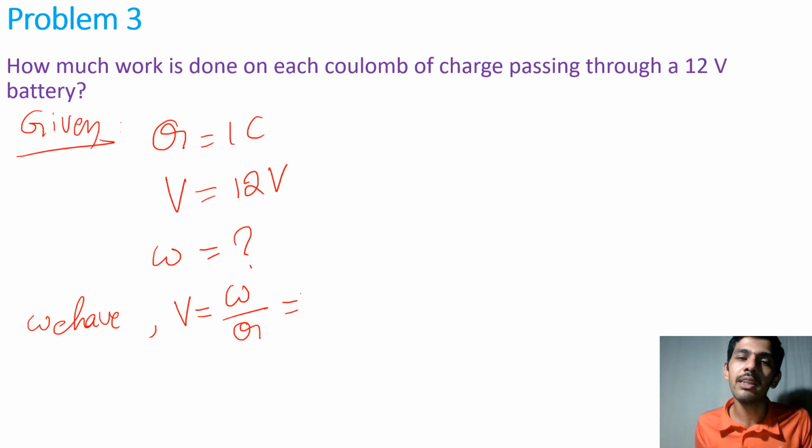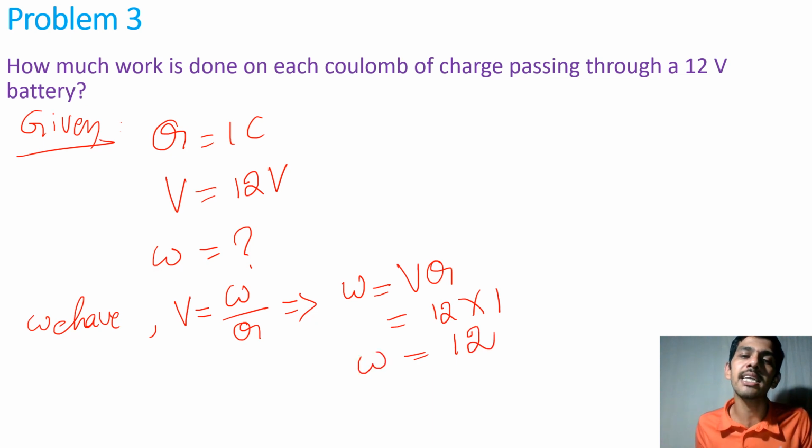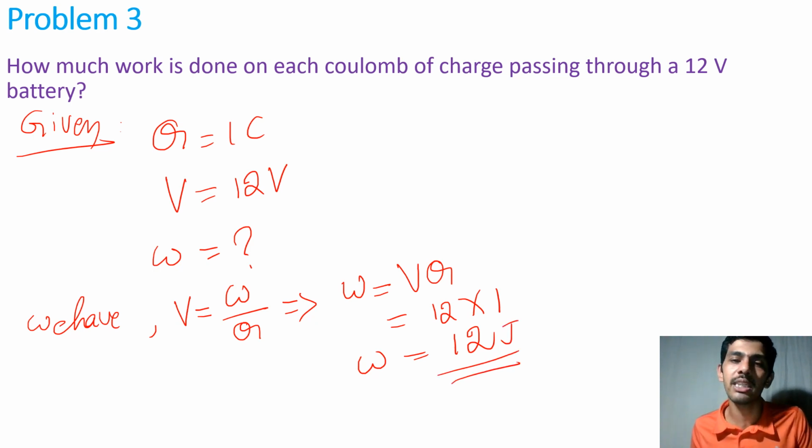So what we require? This implies W is equal to V into Q, which is equal to V is 12 volt into Q is 1 coulomb, that is equal to 12. But what is the unit? They are asking the work done. So what is the unit of work done? It is joules. Remember, 12 joules of work is done in moving a single coulomb of charge when it is connected to a battery of 12 volt. So that is the third problem which we have discussed.